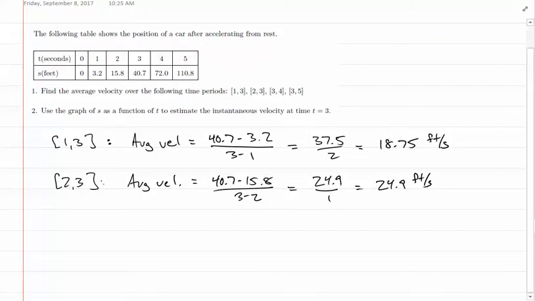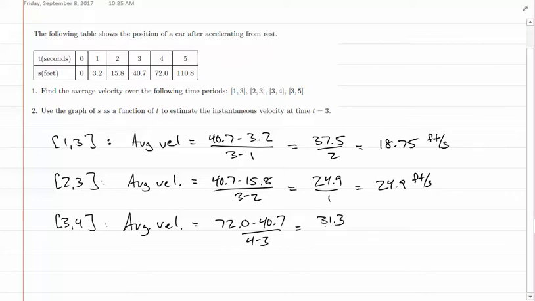Over the next time interval from 3 to 4, same deal. Average velocity is going to be the change in position over the change in time over this time interval here. So that's going to be 72.0 minus 40.7 over 4 minus 3. So that's 31.3 over 1. So that's 31.3 feet per second.